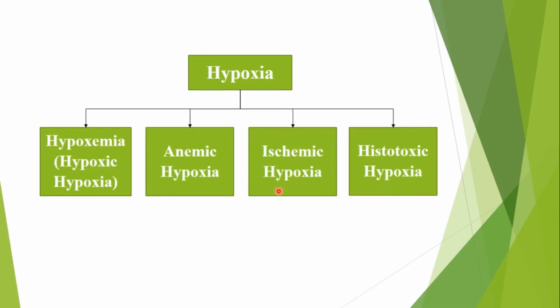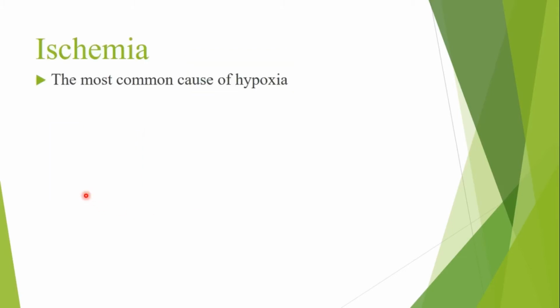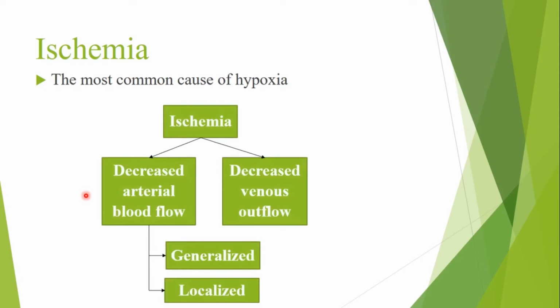Okay, so in this video, we're going to talk about ischemia and we're going to talk about hypoxemia. So first, ischemia. Ischemia is the most common cause of hypoxia. So we can say that the most common cause of cell injury is hypoxia, and the most common cause of hypoxia is ischemia. And ischemia can occur as a result of either decreased arterial blood flow to a tissue or decreased venous outflow of blood from the tissue. So if the amount of blood reaching the tissue is low, the amount of oxygen reaching this tissue is going to be low as well. And this can either be generalized or it can be localized.